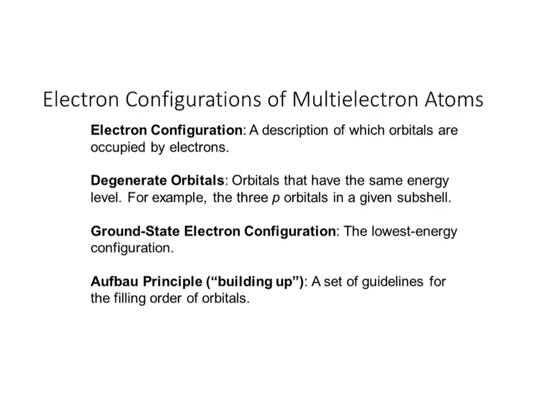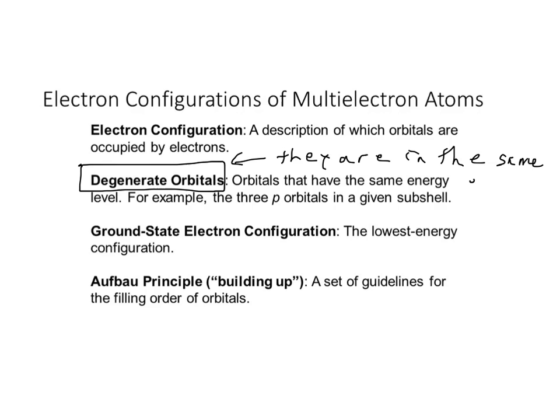Let's quickly define some terms. First, electron configuration is a description of which orbitals are occupied by which electrons. Degenerate orbitals are orbitals that have the same energy level. For example, the 3p orbitals all have the same energy, so they would be degenerate orbitals. For our purposes, that means the orbitals are in the same energy level and subshell. So they're degenerate orbitals, orbitals with the same energy.